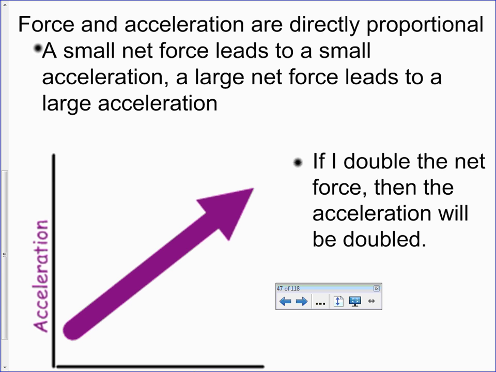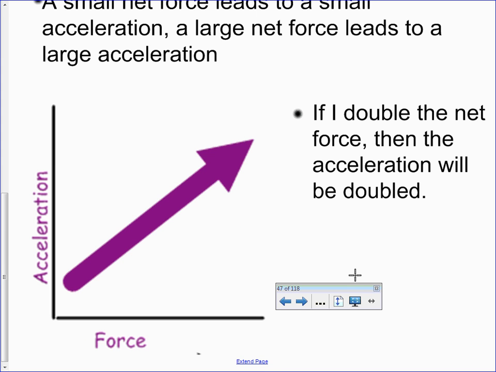If you double the net force, then the acceleration will also be doubled. If you half the net force, the acceleration will be halved. Increase force, increase acceleration. Decrease force, decrease acceleration. They're considered directly proportional. And what you see here is a directly proportional graph. As acceleration is increasing, so is force. We have a positive slope. They both are increasing.